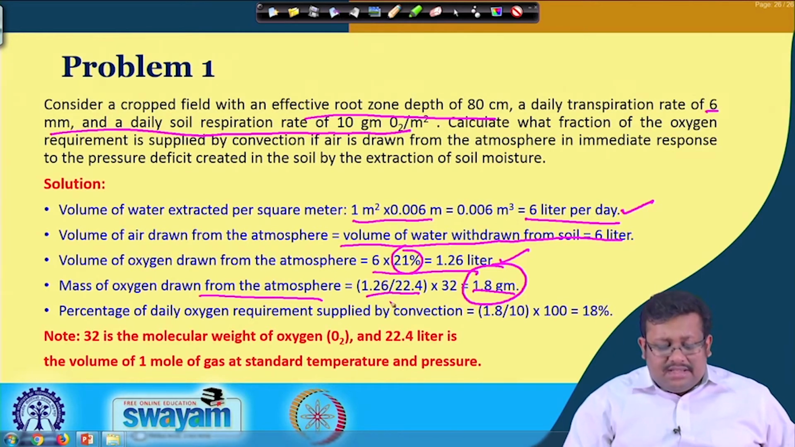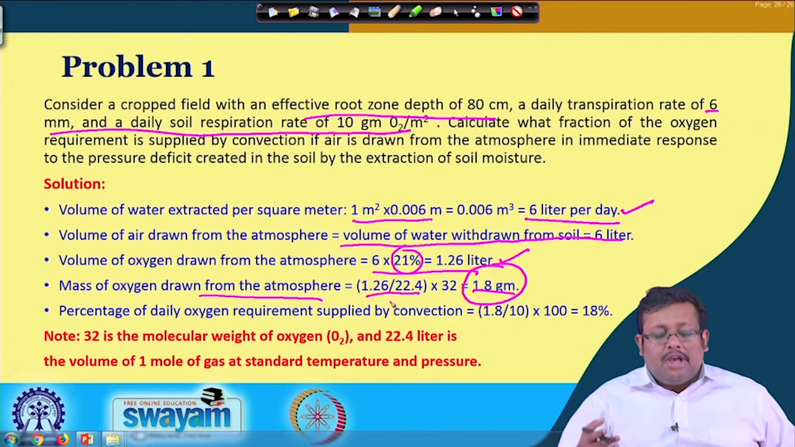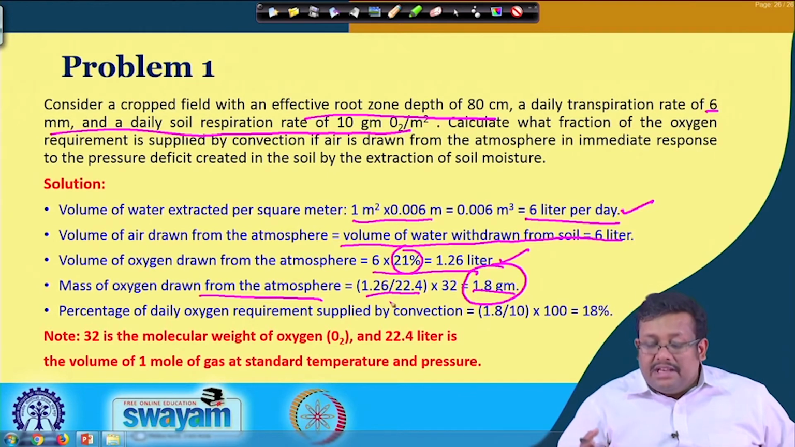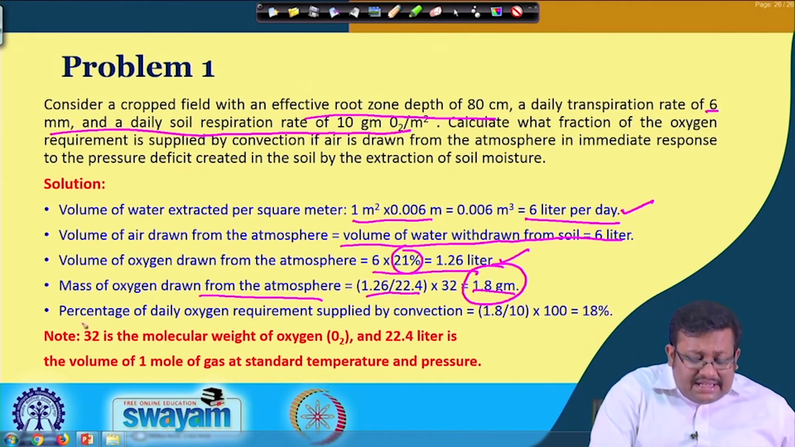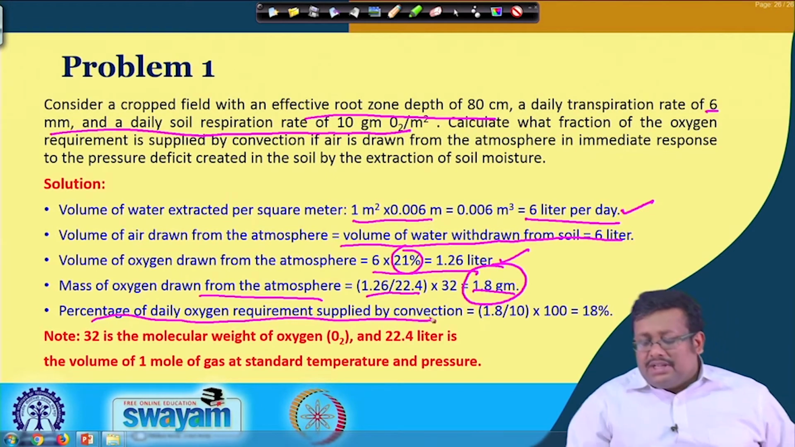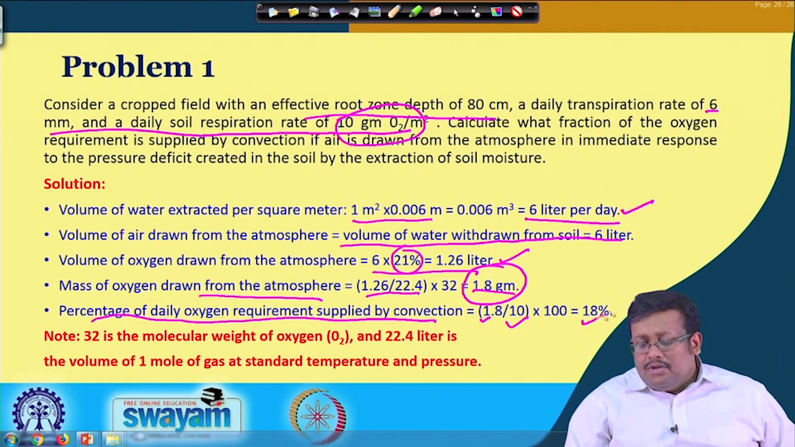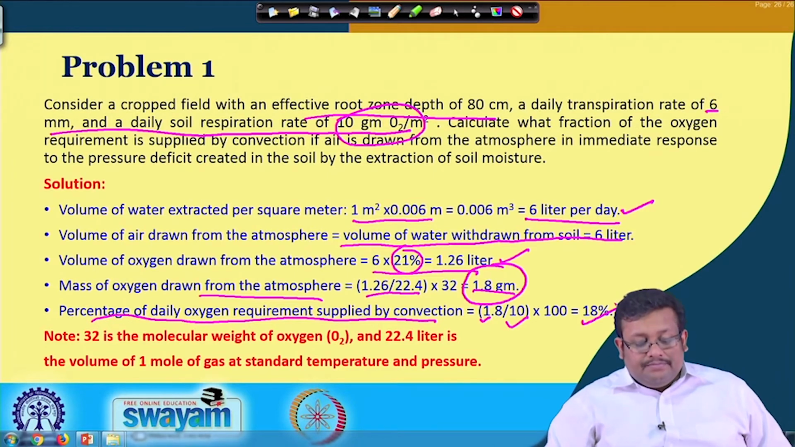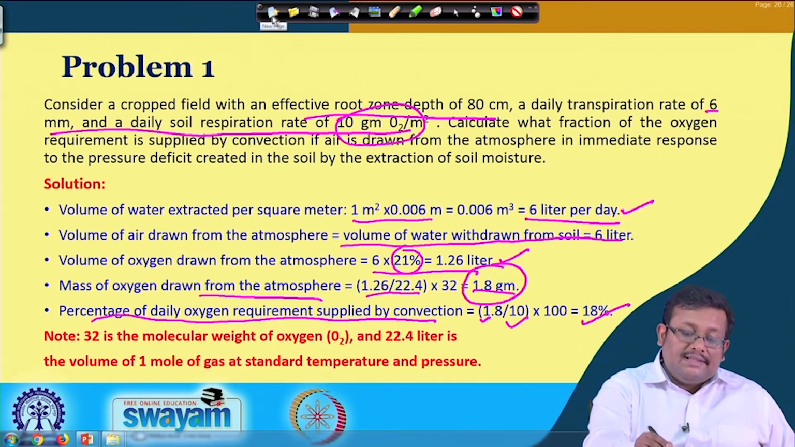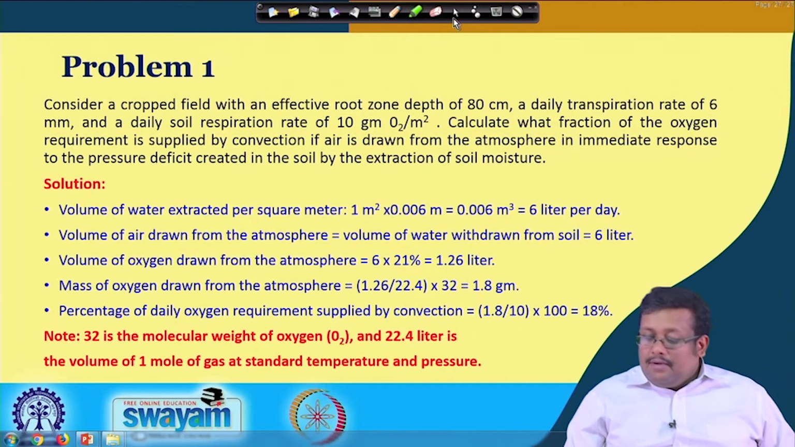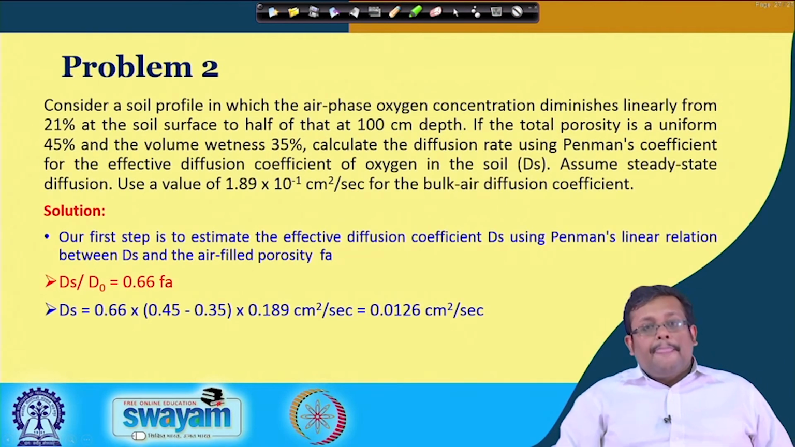The final question is, we have to calculate what fraction of the oxygen requirement is supplied by convection if air is drawn from the atmosphere in immediate response. So the percentage of daily oxygen requirement supplied by convection is 1.8, which you have already got, over 10, the daily soil respiration rate given here, in percent. So that will come around 18%. I hope that you have understood this solution. So let us go ahead and see what our next problem is.